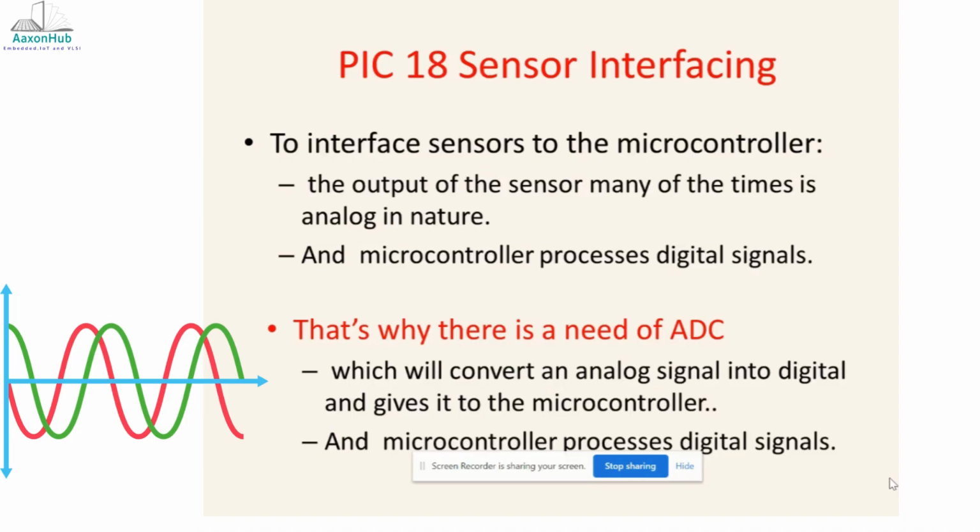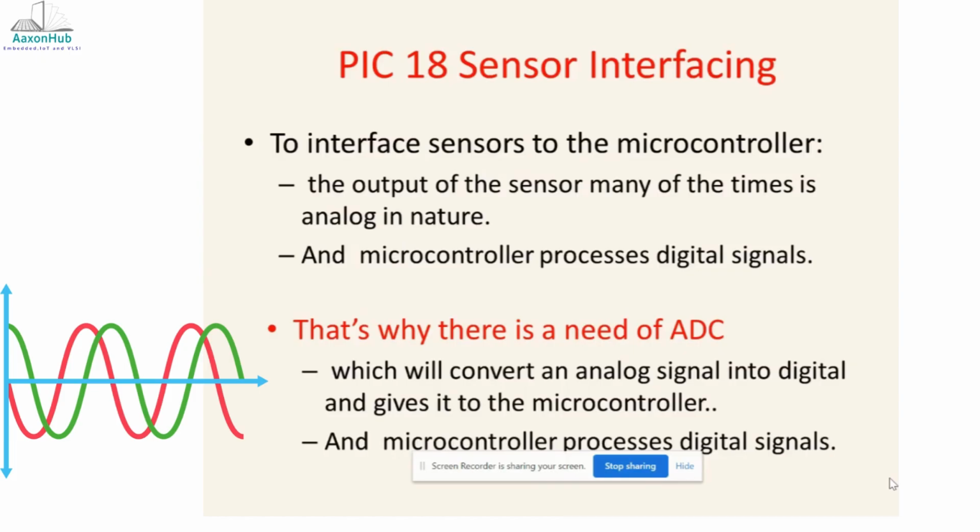So whatever quantity you measure, it may come from analog or digital sensors, but most sensors work in the analog category. And as your microcontroller processes all kinds of signals in the form of digital signals, we require some kind of converter to convert this analog quantity into a digital one.